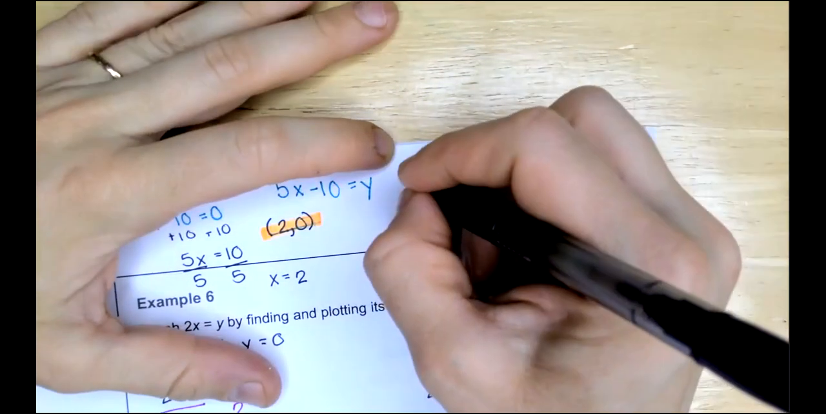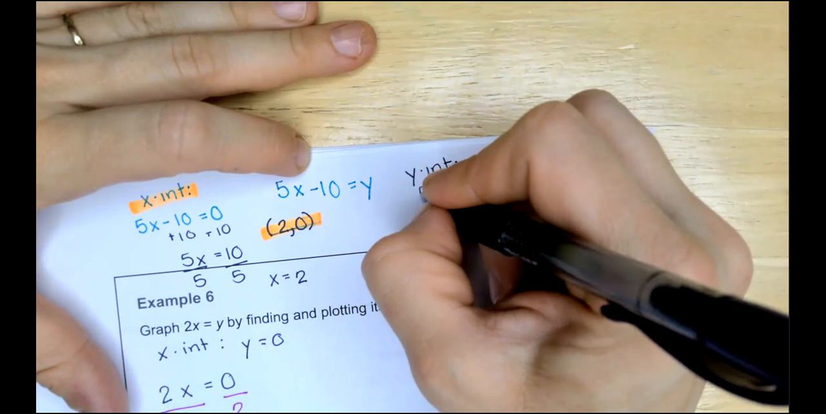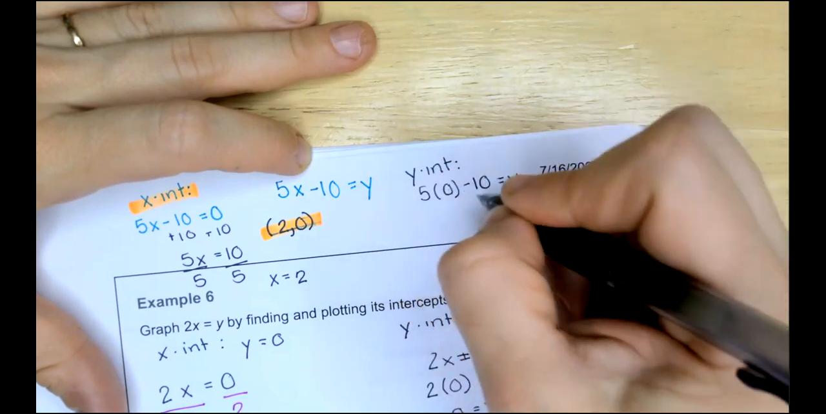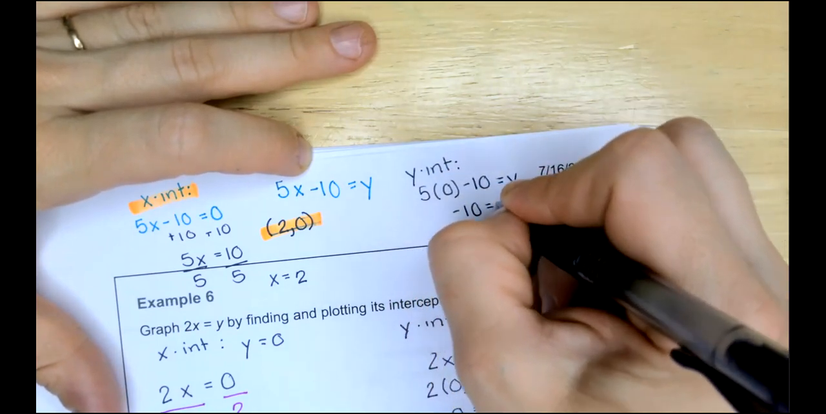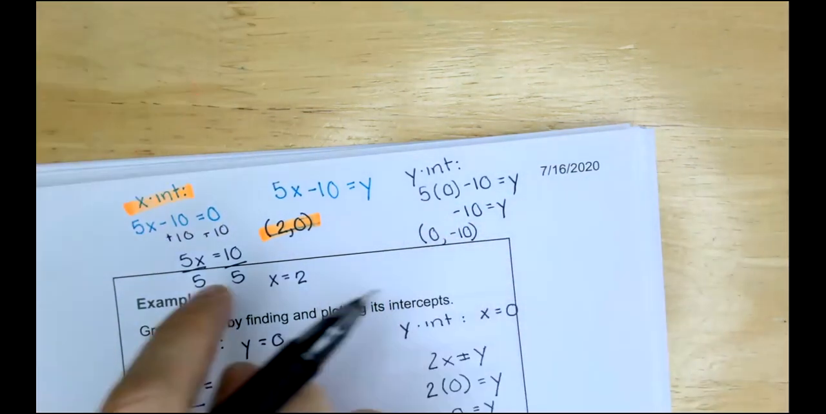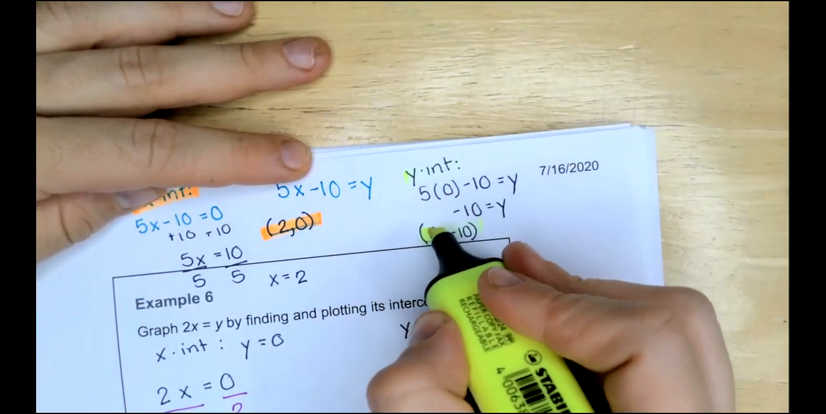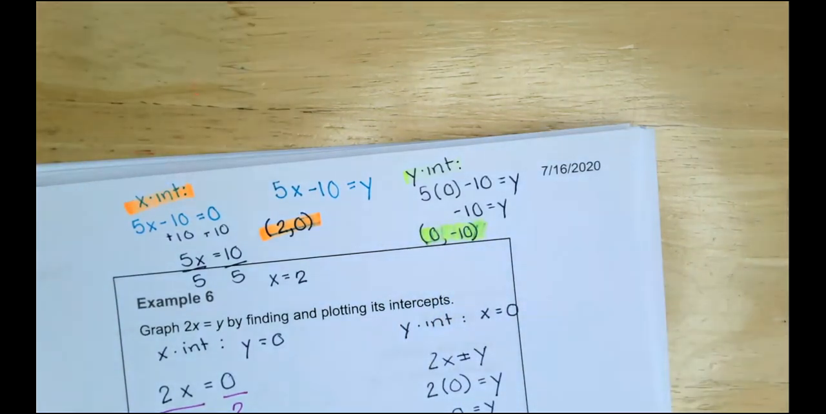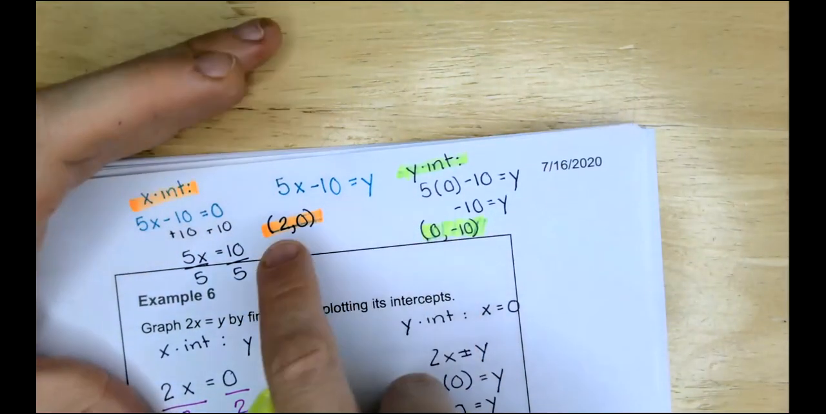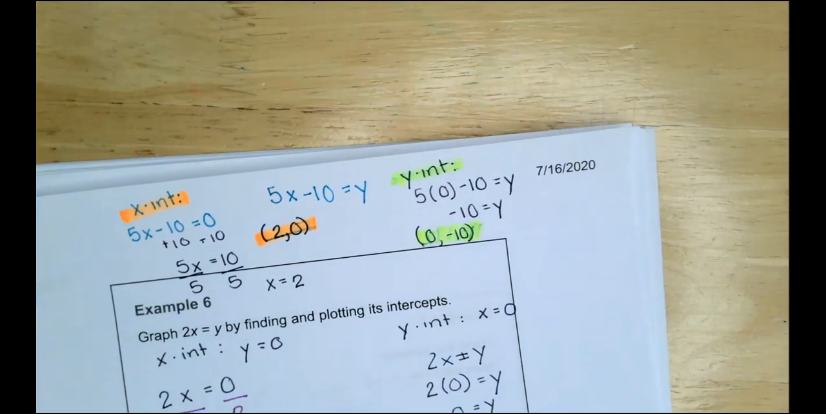For my y-intercept, now x is 0. So 5 times 0 minus 10 is y. 0 minus 10, negative 10 is y. So that point is going to be 0, negative 10. You see the difference? My y-intercept has a 0 in the x position. My x-intercept has a 0 in the y position, and I'm going to throw these across the room.